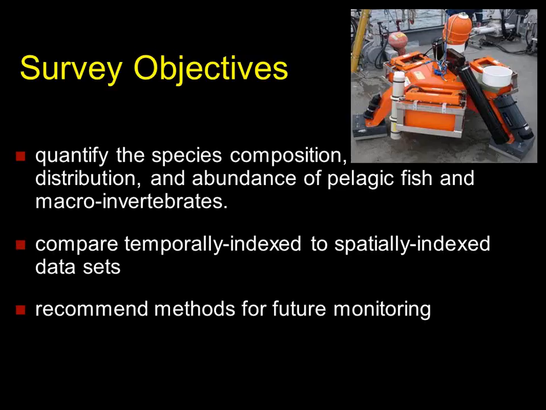For our survey objectives, which we ran in May and June of this year, so we're just getting the data all straightened out and going through our quality assurance and quality control for it. We were interested in quantifying the species composition, distribution, and abundance of pelagic fish and macroinvertebrates, the nekton. We also had seabird and marine mammal observers, which was conducted during the surface surveys. We wanted to compare these temporally indexed to spatially indexed data sets. We had acoustic packages that we deployed for 1 month on the bottom, and I'll show you those in a minute. And finally, to recommend methods for future monitoring.